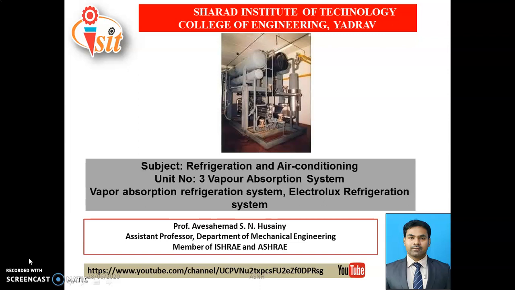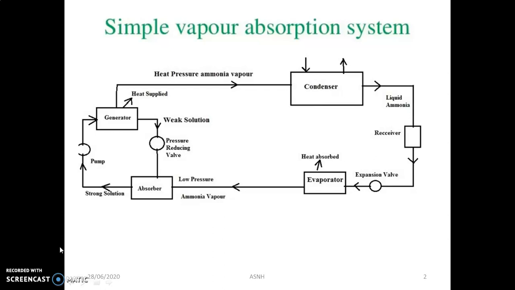In this video, we will discuss the vapor absorption refrigeration system. So let us start with the components of the vapor absorption refrigeration system and how it differs from the vapor compression refrigeration system. The basic important components of the vapor absorption refrigeration system are the absorber, generator, condenser, expansion valve and evaporator. Along with these, there are two other important components: the pump and the pressure reducing valve.